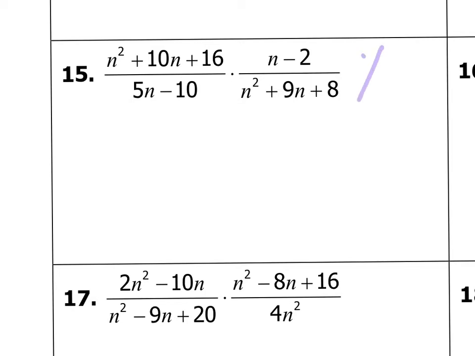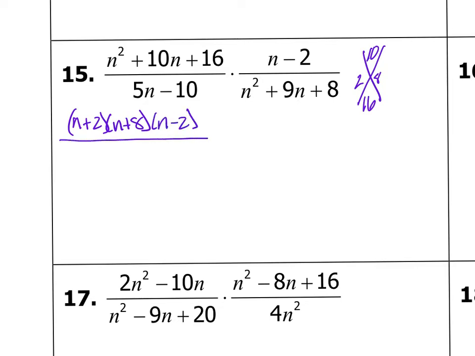Upper left, for some reason I'm in the highlighter, so sorry. Let me fix that here. Here we go. So give me 2 numbers that multiply to be 16 and add to be 10. Well, I think that would be 2 and 8. So I've got n plus 2 times n plus 8. And then my upper right is nothing to be factored out of, so that's just n minus 2.